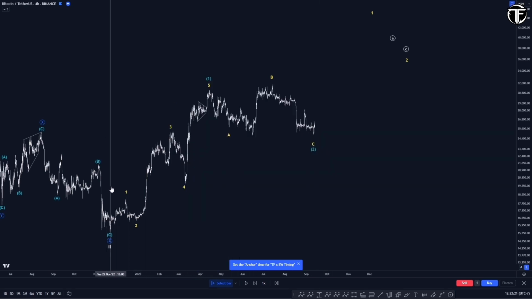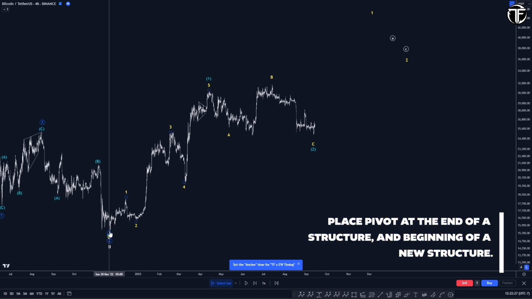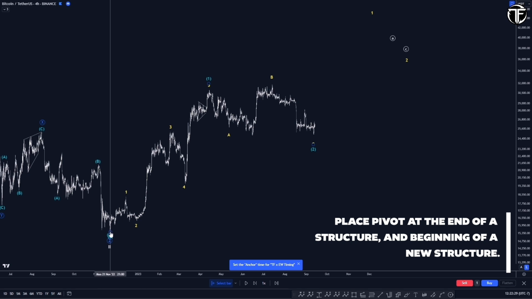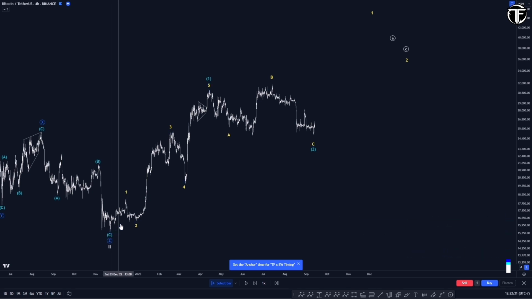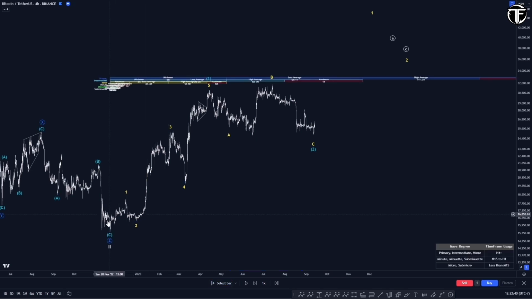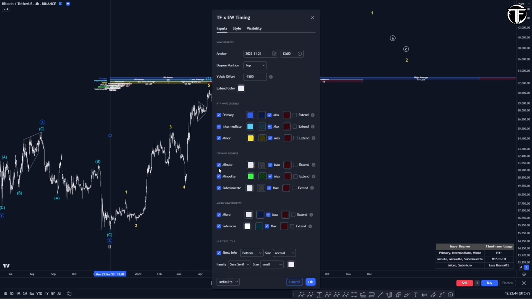And usually with the wave degree timing indicator, you're going to want to place the pivot at the end of the structure and the beginning of a new structure. So it's basically the end of a structure and the beginning of a new structure. So it's essentially a pivot in price. So that was the end of this structure and the beginning of the new structure. I'm going to go over these settings here very shortly, but first I want to show how to utilize this tool.